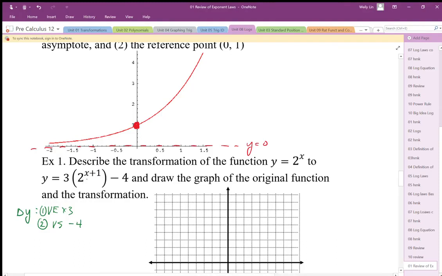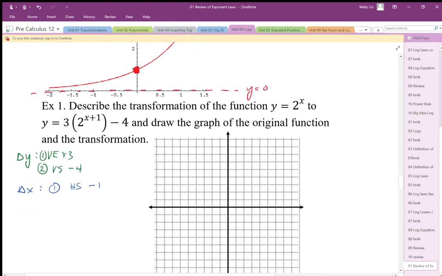With my x's, I'm going to do the opposite. There's only one transformation here. It looks like the exponent went from x to x plus 1, so my change in x is just one transformation. I'm not going to undo it. I'm just going to say that we have a horizontal shift of minus 1. Okay, so what happens to my coordinates?